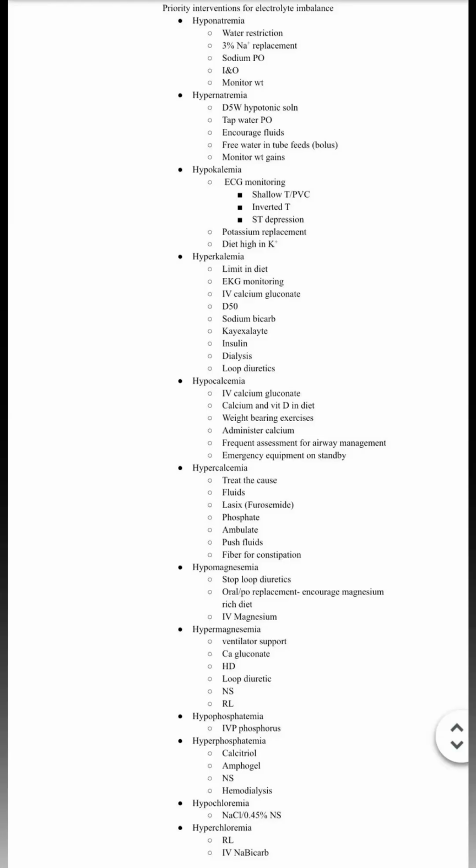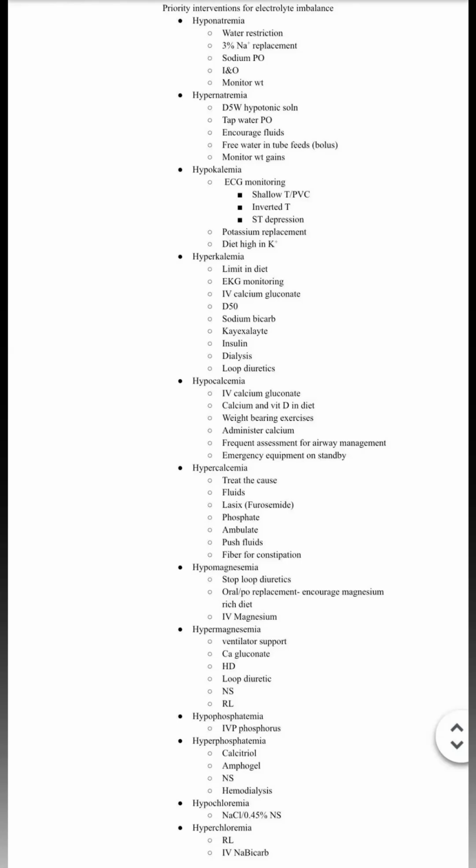Let's turn our attention to calcium imbalances. In hypocalcemia, calcium below 8.6, airway and muscle function require close attention. Treatment protocol includes IV calcium gluconate administration, increasing dietary calcium and vitamin D intake, and encouraging weight-bearing exercise. Monitor the airway carefully due to the risk of laryngospasm, and ensure emergency equipment is readily available.